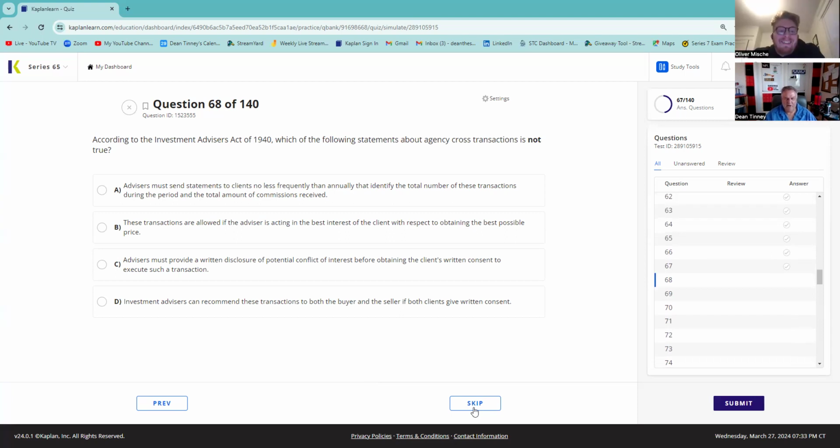According to the Investment Advisers Act of 1940, which of the following statements about an agency cross is not true? So remember, dual agency means I'm representing the buyer and the seller in the same trade. Nothing wrong with that, but in principle they have different interests, certainly, because the seller wants to receive the highest amount of money possible, and the buyer wants to pay the least amount of money possible. And so I would disclose that conflict of interest. D. Right on. That's very much on the test.